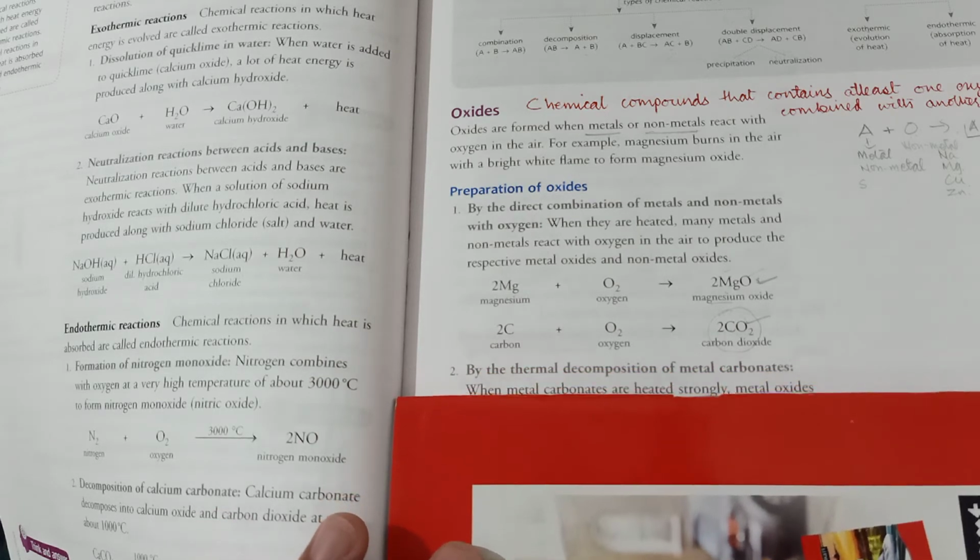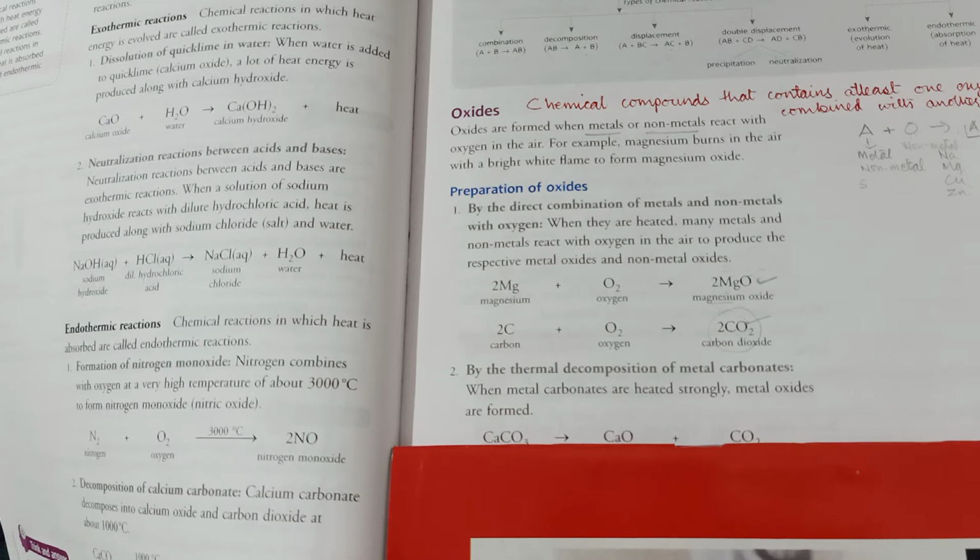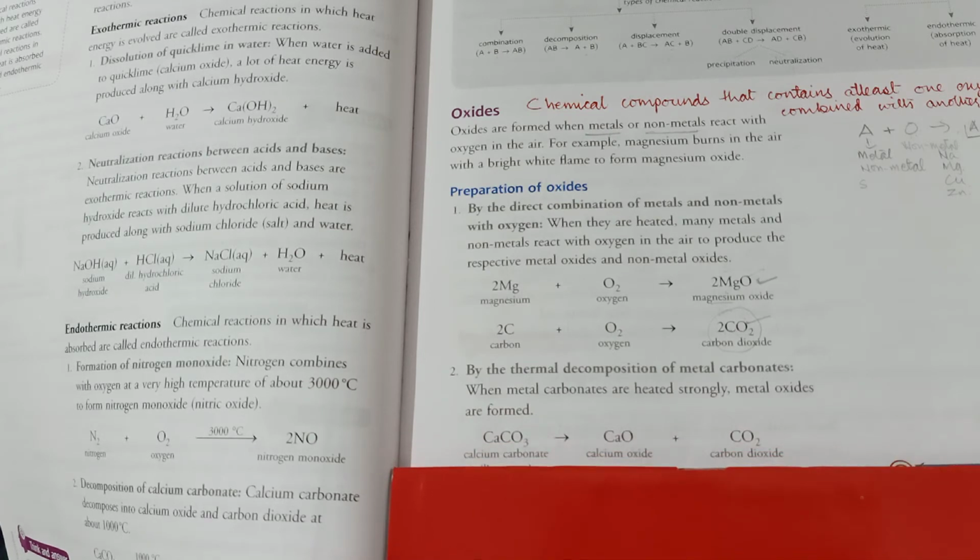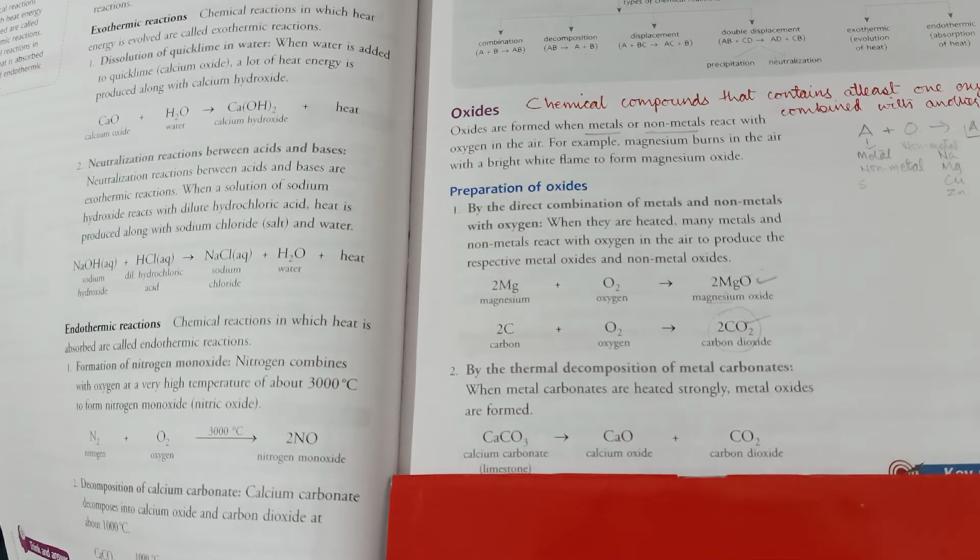Let's move to another method by which we can prepare oxides. Another method which we are going to learn over here is decomposition of metal carbonates. We have already learned about decomposition. Decomposition means breaking down of one substance into 2 substances.